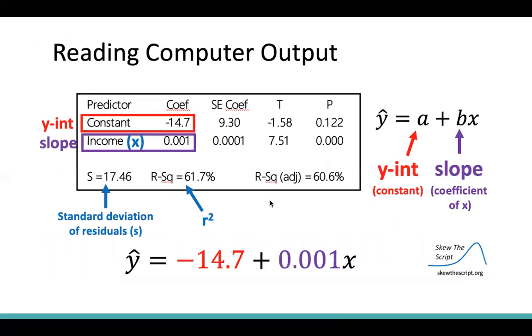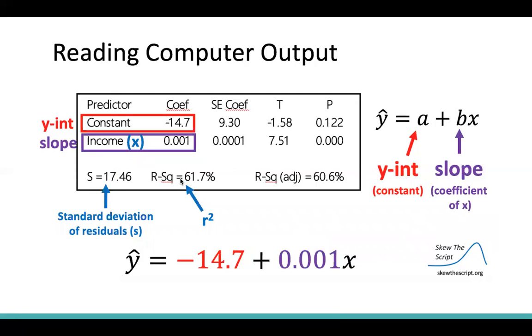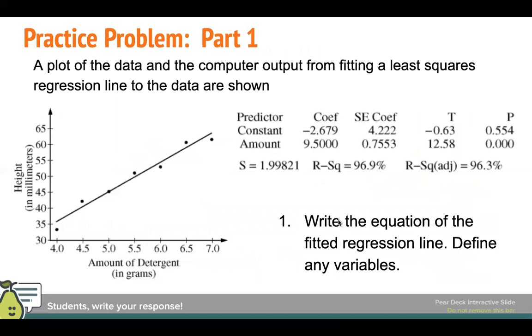Some additional topics: computer output. You definitely want to familiarize yourself and make sure you're comfortable writing a line. Here this constant is my y-intercept, and the slope comes right below it, and that's really the coefficient in front of the x variable. So here income is x, this 0.001 is the slope. So my line is negative 14.7 plus 0.001x. There's two more numbers you need on here, s and r squared. The rest of the stuff you don't need now.